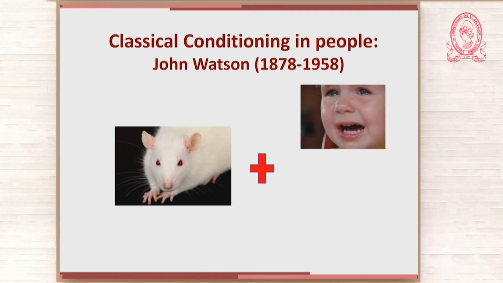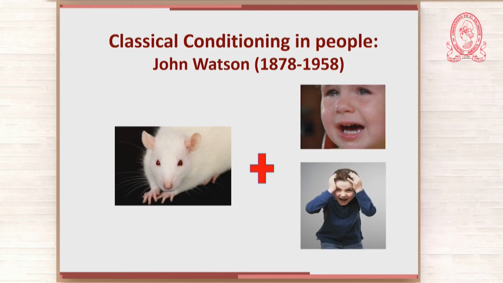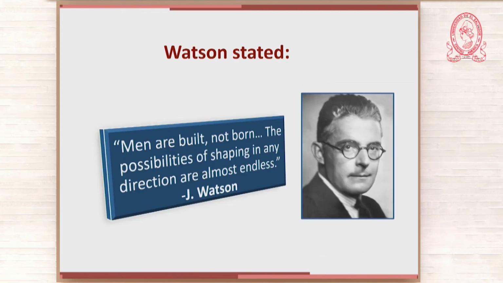Watson and Rayner found that Albert developed phobias of objects which shared characteristics with the rat, including the family dog, a fur coat, some cotton wool, and a Father Christmas mask. This process is known as generalization. Albert was affected perhaps his entire life due to this conditioning. Watson stated, "Men are built, not born. The possibilities of shaping in any direction are almost endless."